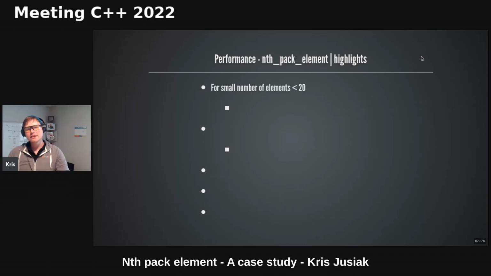So what are the highlights here? For small numbers below 20, there's a lot of noise, so there's no clear winner, just clear losers, like recursion.